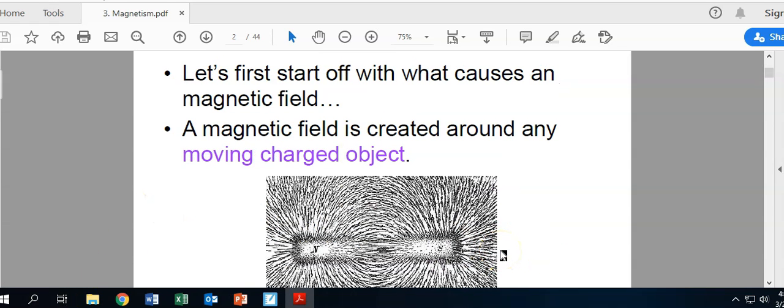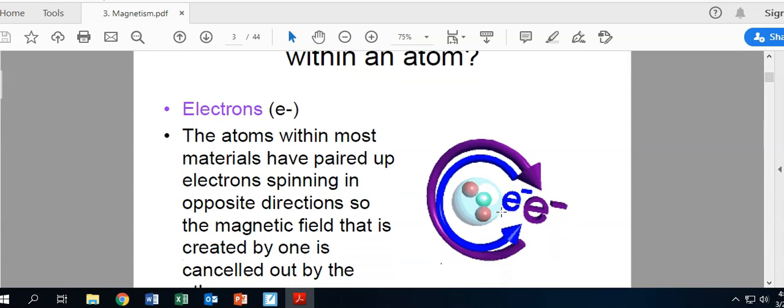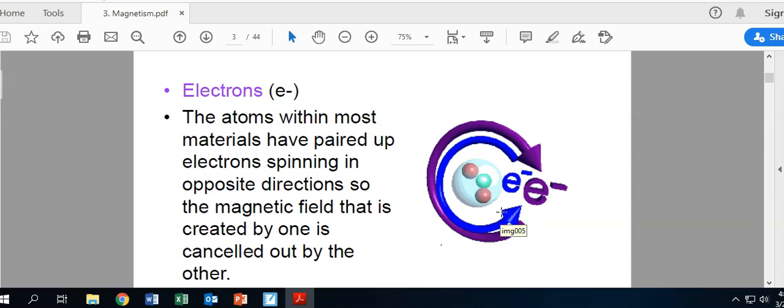Even though we won't be getting into much of this detail, a magnetic field is created around any moving charged object. So in an atom, since the electron is revolving in the electron cloud around the nucleus, that movement of the electron develops a field unto itself. Some metals are naturally magnetic, and that has to do with the extra electron that is uncancelled because of a different electron spinning and creating its own magnetic field.